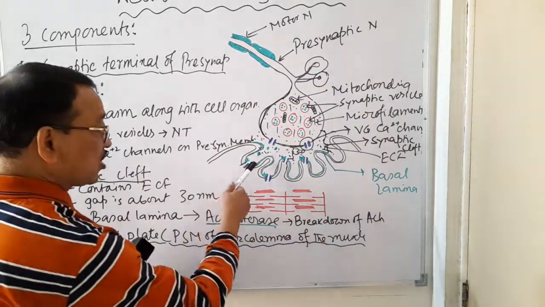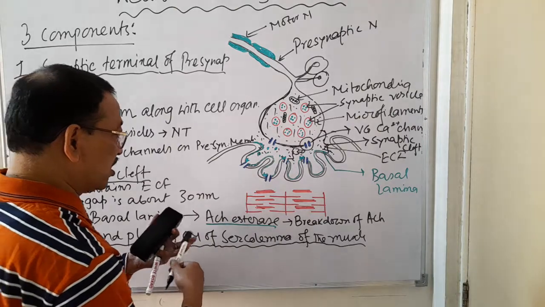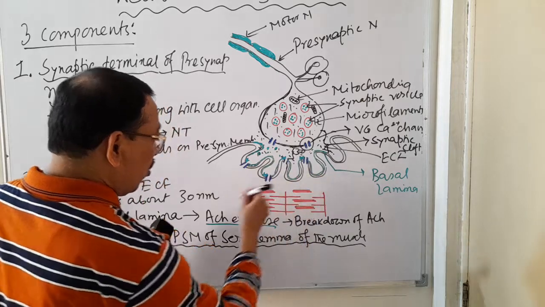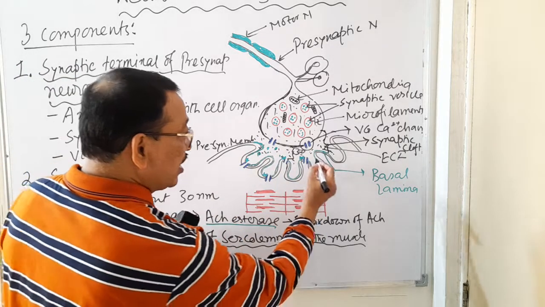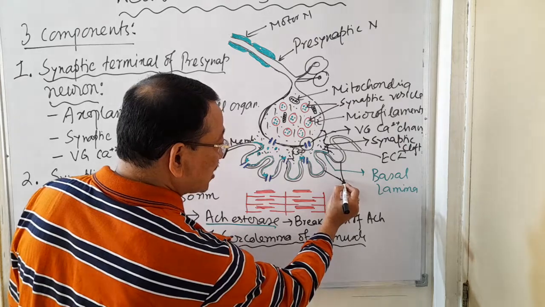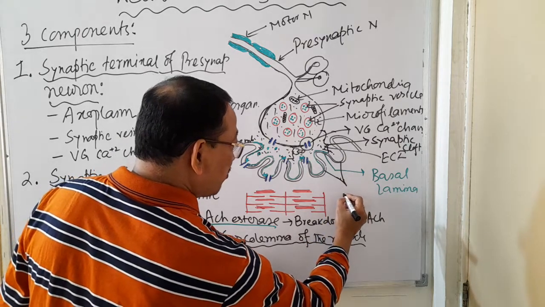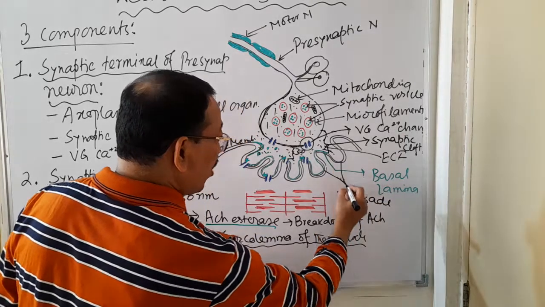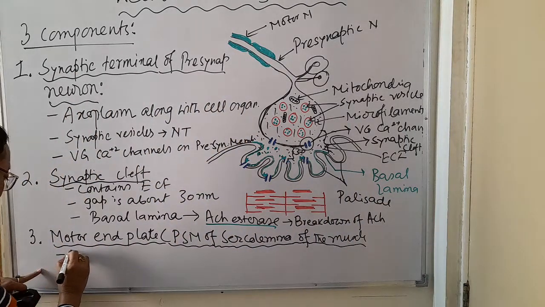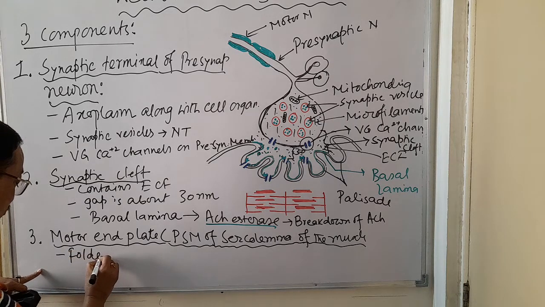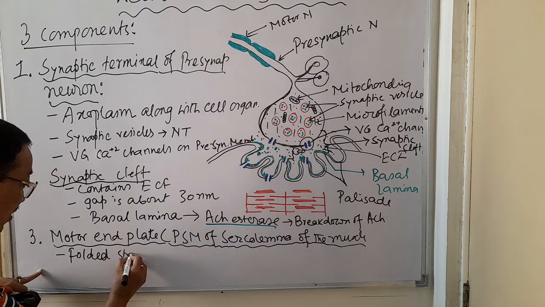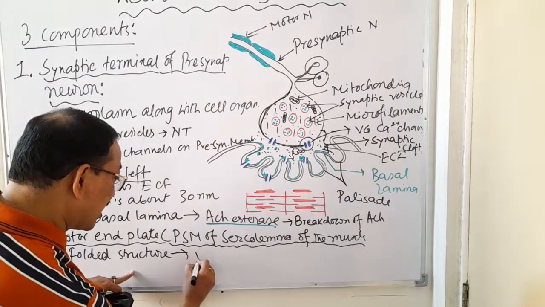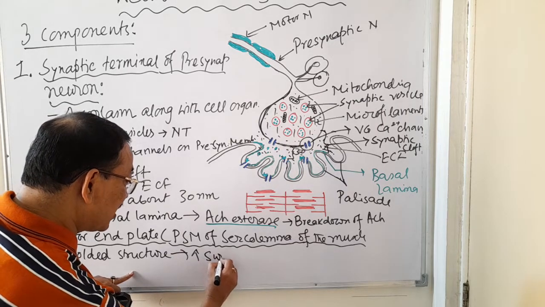Now in this third component of the neuromuscular junction, what happens on the postsynaptic membrane? Here you see, this is a very folded structure. This folded structure of the postsynaptic membrane is known as palisade. Extensive foldings are there. And this folded structure is for what? To increase the surface area.